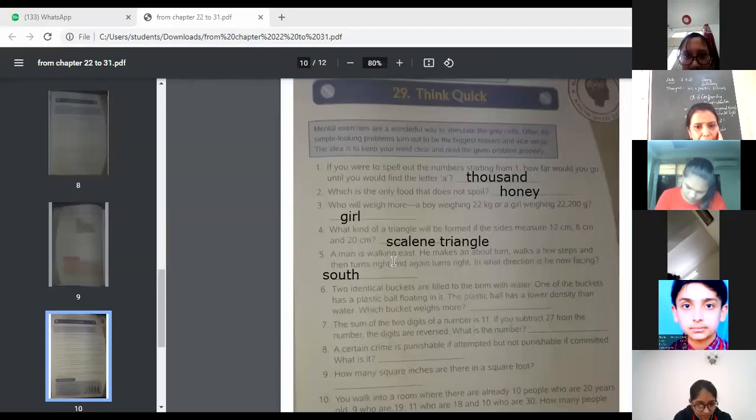So children, a person is moving to the east. Again, he about turns. Then he moves to the west, then to the north, and now he is facing towards the south direction. Number 6.